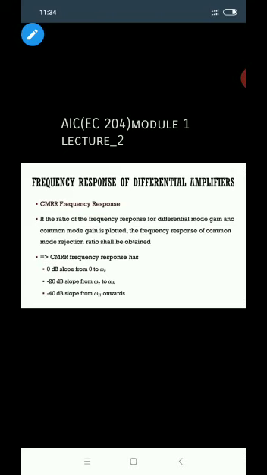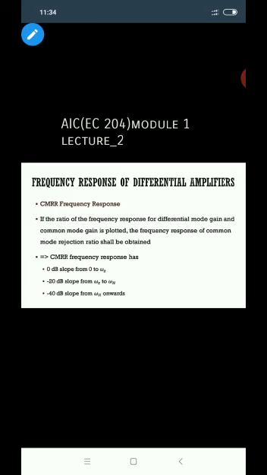So what is CMRR? We know what CMRR is. It is the ratio of AD by AC, that is the differential mode gain by the common mode gain. So if the ratio of the frequency response of differential mode gain and common mode gain is plotted, the frequency response of the common mode rejection ratio shall be obtained.